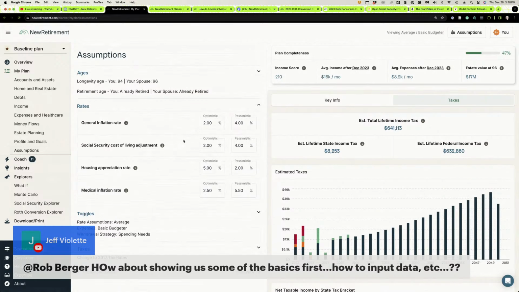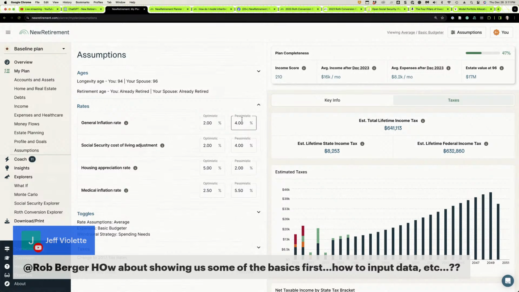right here. The thing that I would point out, when I first used New Retirement for Social Security, I put the higher number as optimistic because that's more money, right? And that seems like a good thing. And the lower number is pessimistic. But I later concluded that's the wrong way to do it, because you want the pessimistic COLA to be pretty much the same as your pessimistic general inflation rate.